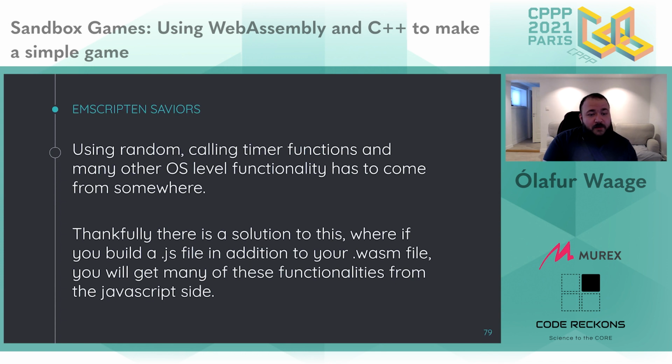If you build, like we saw before, we get a .js file in addition to your WASM file. Within that JS file, there's a lot of this functionality given to you. But how does that work? Can we do this ourselves? I don't want to depend on this JS file, or I don't know what this JS file is doing, so can we do this ourselves?